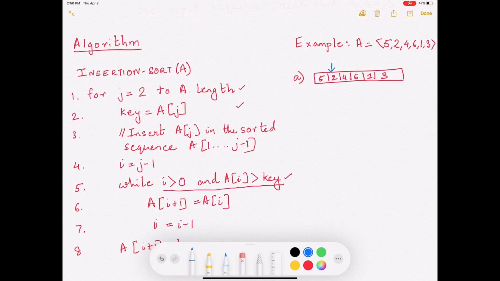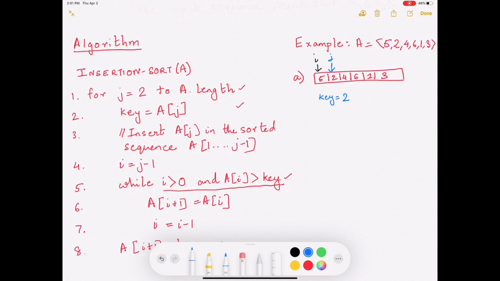Now, what the algorithm is going to do is store A[J] in key. So it is going to take 2, and that is what is stored in key. So key is going to be 2. Now, you're going to look at I. So this is I. I will be J minus 1, and this is essentially J.